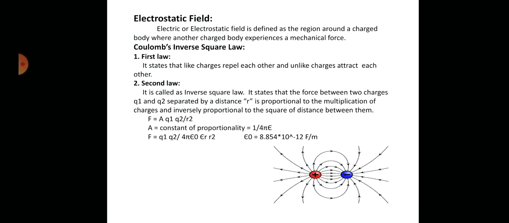So F equals a q1 q2 upon r square, where a is a constant of proportionality, 1 upon 4 pi epsilon, where epsilon is the permittivity. Or I can write that F equals q1 q2 upon 4 pi epsilon 0 epsilon r, r square. The value of epsilon 0 is a constant, 8.854 into 10 raised to minus 12 farad per meter.